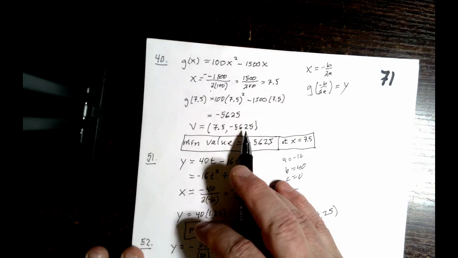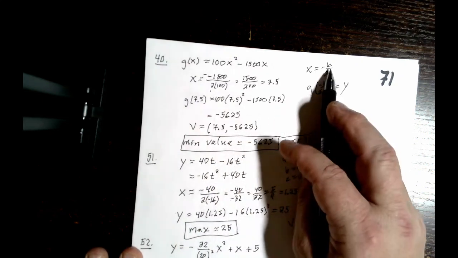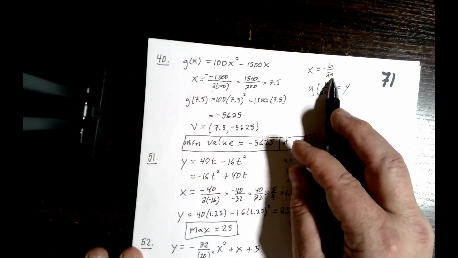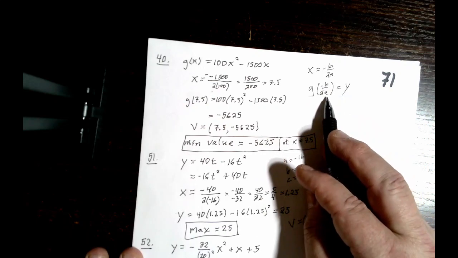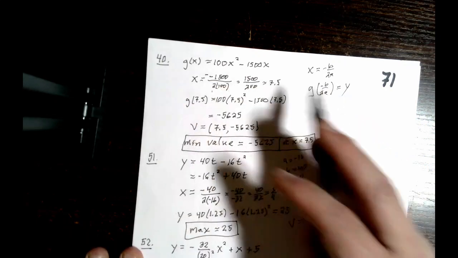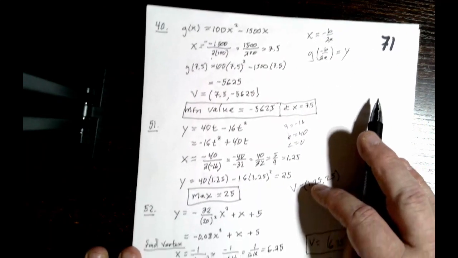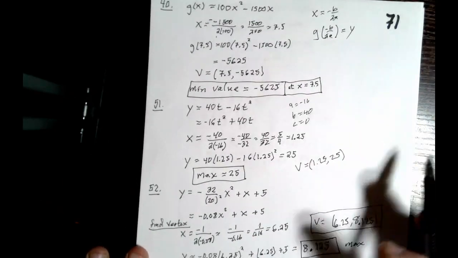There's two ways to find a vertex. This way, figure out what minus b over 2a is, and then plug it into the function, or you complete the square. Obviously completing the square is harder, but it is another way to find it.